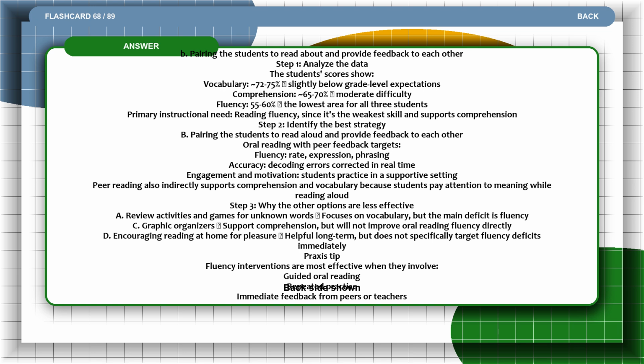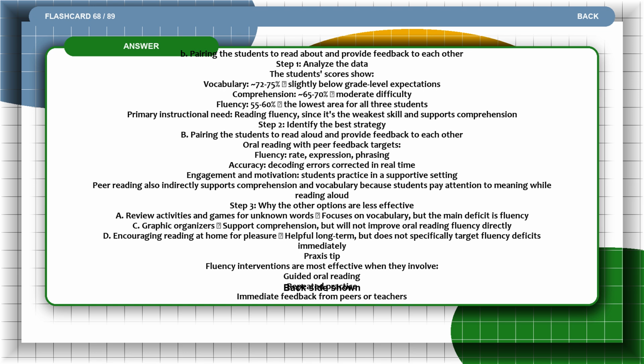Step 2. Identify the best strategy. B. Pairing the students to read aloud and provide feedback to each other. Oral reading with peer feedback targets fluency, rate, expression, phrasing, accuracy, decoding errors corrected in real time, engagement, and motivation as students practice in a supportive setting. Peer reading also indirectly supports comprehension and vocabulary because students pay attention to meaning while reading aloud.